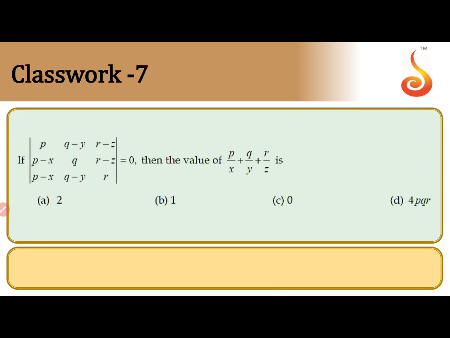Here the determinant with rows p, q−y, r−z; p−x, q, r−z; p−x, q−y, r equals 0. Then what is the value of p/x + q/y + r/z that we require here? Please clear this one. Let us start on the next page because it is a little long question. The determinant is p, q−y, r−z; p−x, q, r−z; p−x, q−y, r equal to 0.